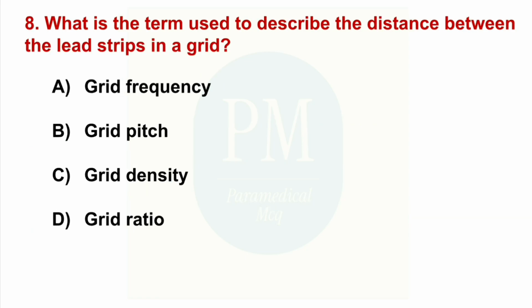What is the term used to describe the distance between the lead strips in a grid? Option A, grid frequency. Option B, grid pitch. Option C, grid density. Option D, grid ratio. The correct option is option B, grid pitch.